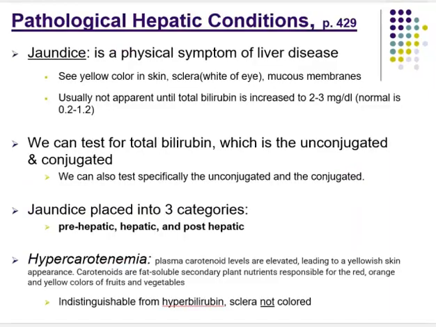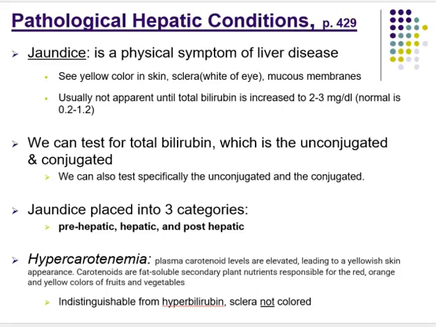Now we need to discuss some pathological hepatic conditions. First off, let's talk about jaundice. Jaundice is a physical symptom of liver disease. You will see yellowing of the skin. You can also see yellowing of the white of the eye and also the mucous membranes. It's usually not apparent until the total bilirubin is increased to 2 to 3 milligrams per deciliter.